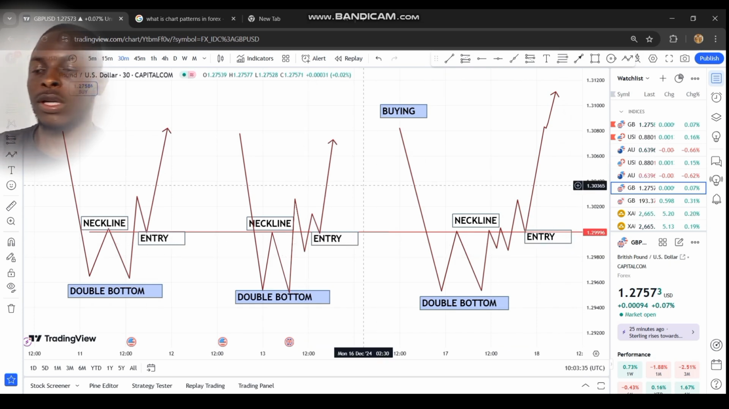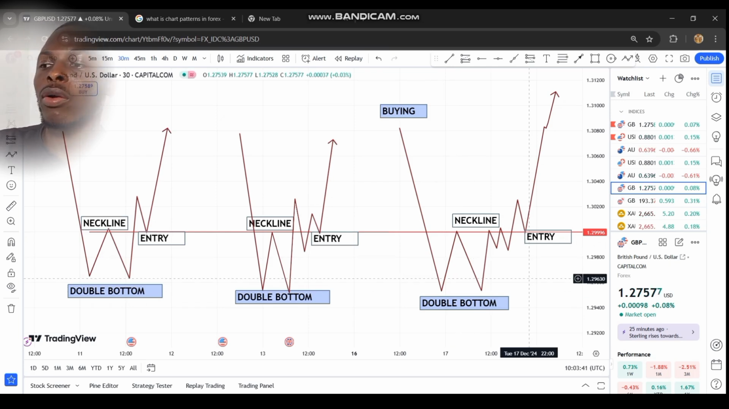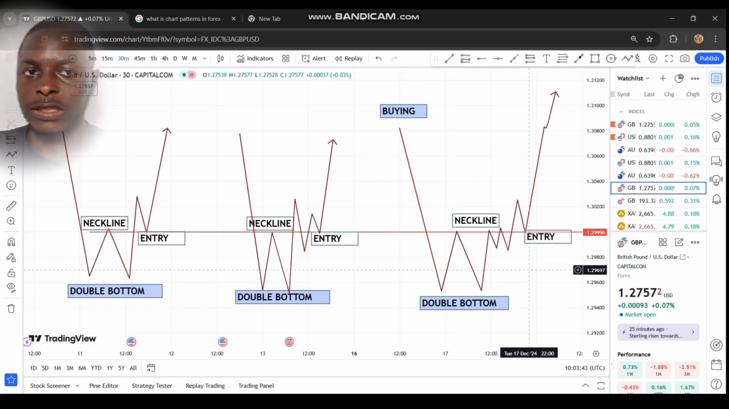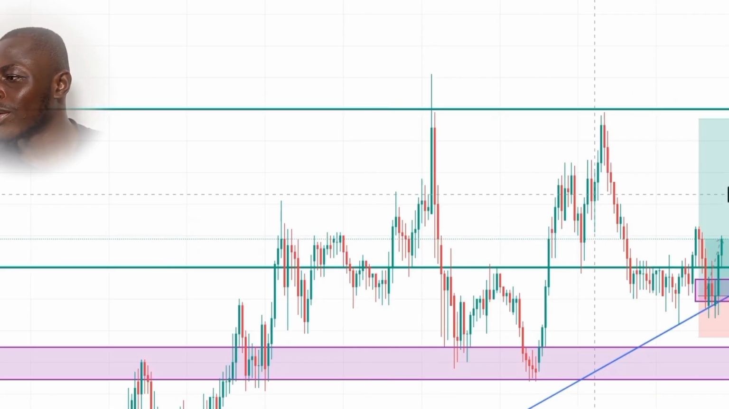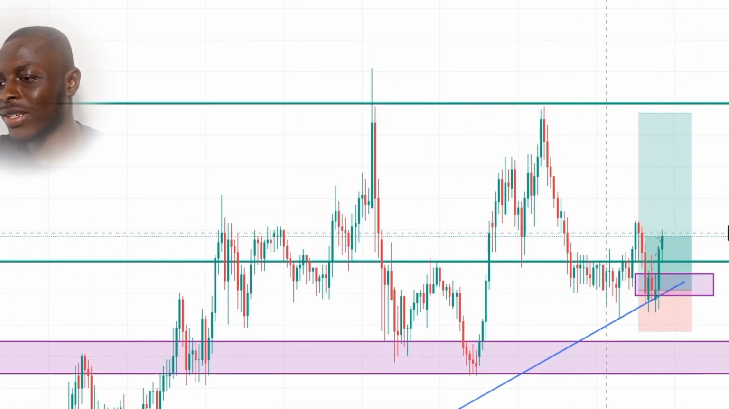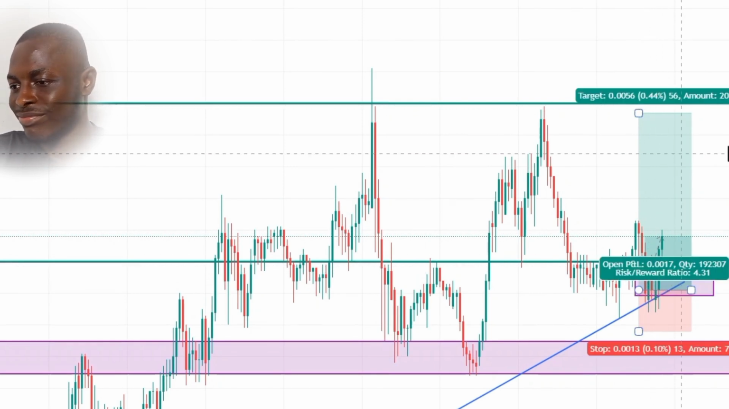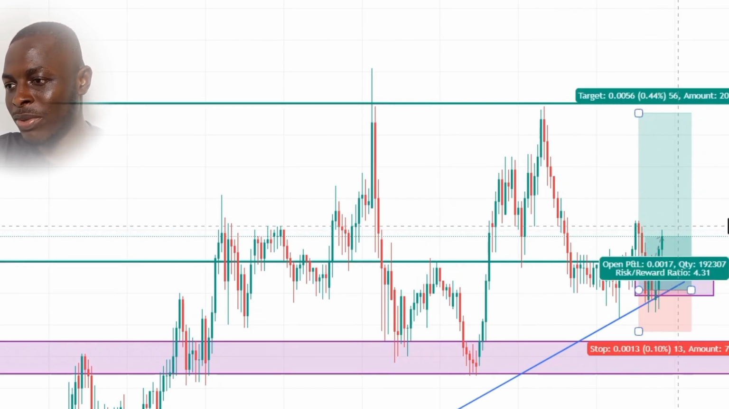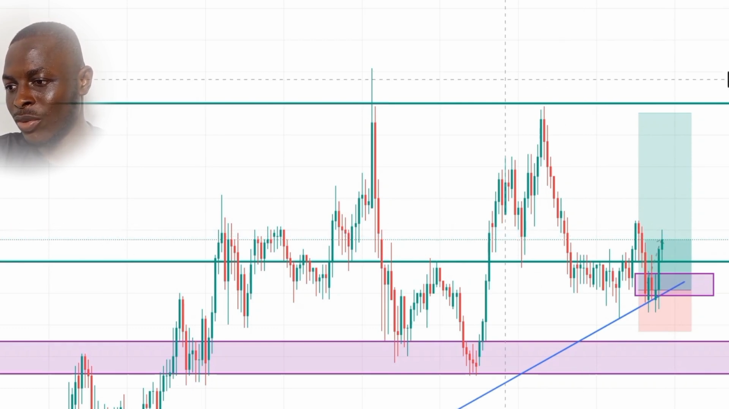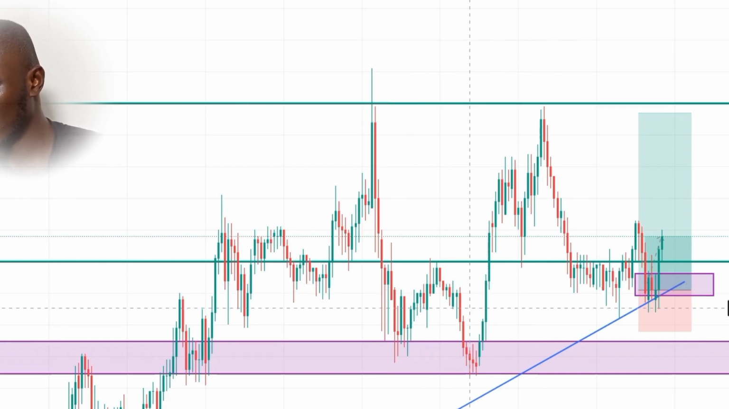For those that don't understand, I'm going to show you a scenario of this on a live chart. So this is a very good scenario of the double bottom. Currently on this trade on GBP USD, I made a video about it. I'm buying GBP USD to this zone. This is about 1 to 4 risk to reward. Currently going well. So this is an example of the double bottom here.